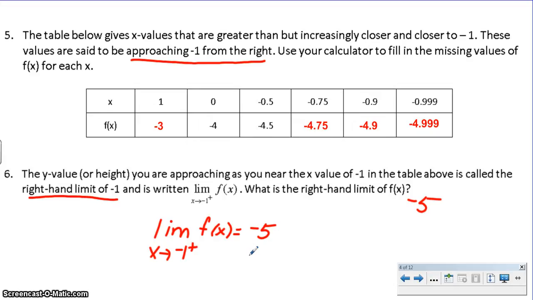So we identified the limit as x approaches -1 from the right and the left for this particular function by just taking a look at some values for x that are coming from the left-hand side and values coming from the right-hand side.